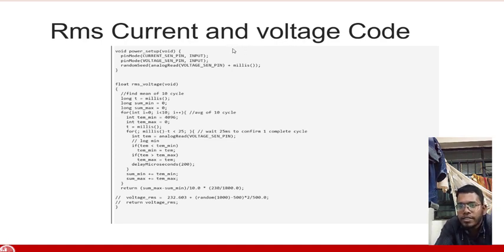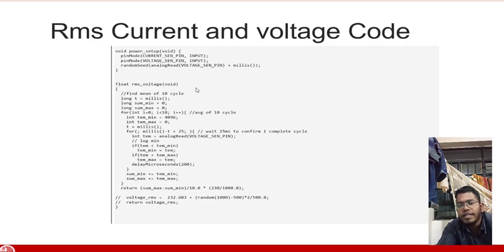This is the code snippet to measure RMS voltage. At first, we configured the sensors, AC sensor, voltage sensor, current sensors, pin setup as input. We wrote a function to measure RMS voltage. Same function is written for RMS current as well.